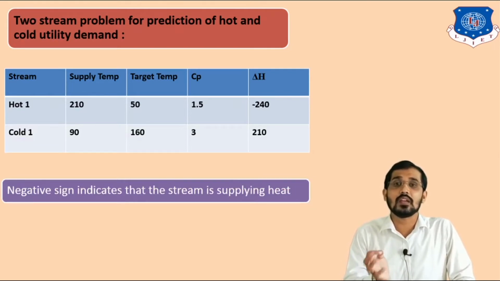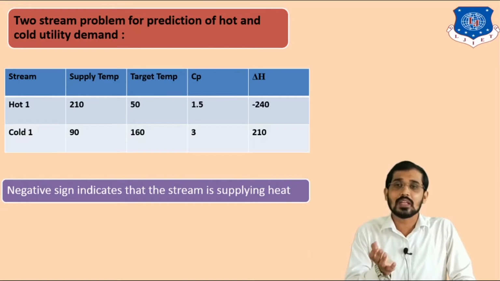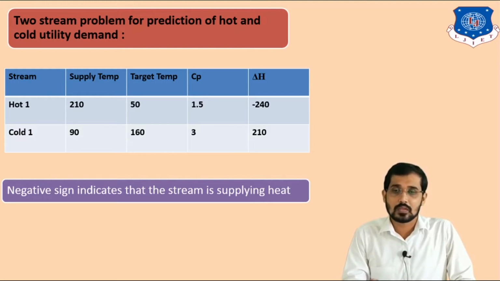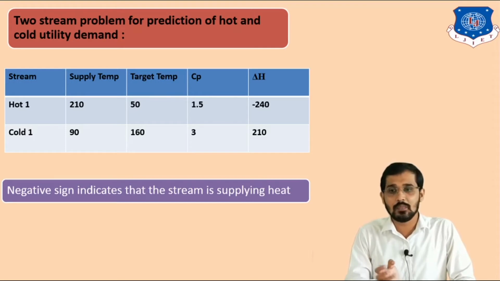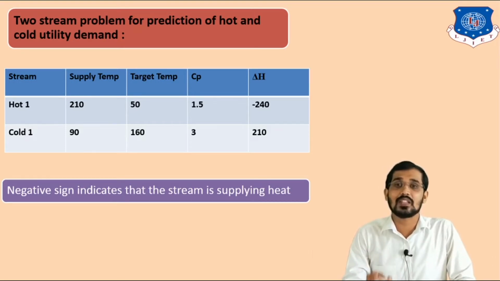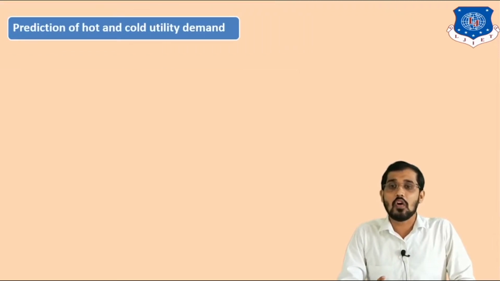is supplying heat. This question can be asked in your viva: what does this negative sign indicate, and why is it not in front of the cold stream? So the answer is this: we are removing heat from the hot stream by using the cold stream, and this indicates the stream is supplying heat, that is, the hot stream. So you can see on the screen, prediction of hot and cold utility demand. So how to predict this?